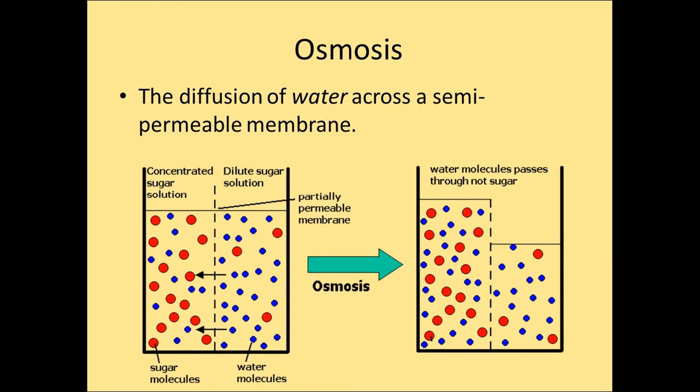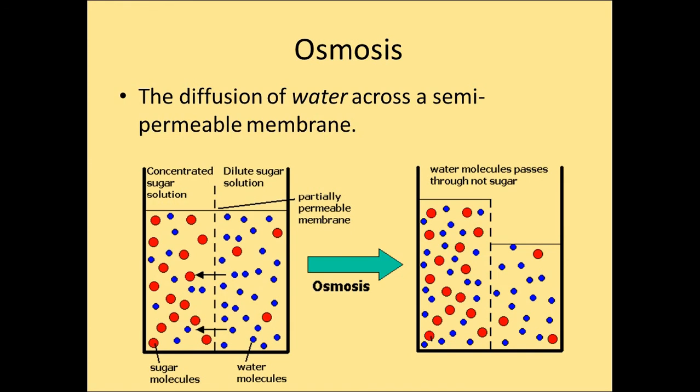If you look at the picture, you see concentrated sugar solution on the left, dilute sugar solution on the right, and the permeable membrane dividing the two. As you see, the dilute sugar solution means you have more water and less sugar. The concentrated sugar is the opposite. Since we're talking about osmosis, we're going to move water from high to low, which means it's going to move from the right side of the page to the left. It's going to move from dilute to concentrated.